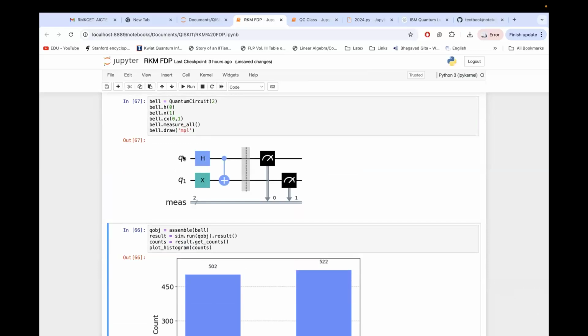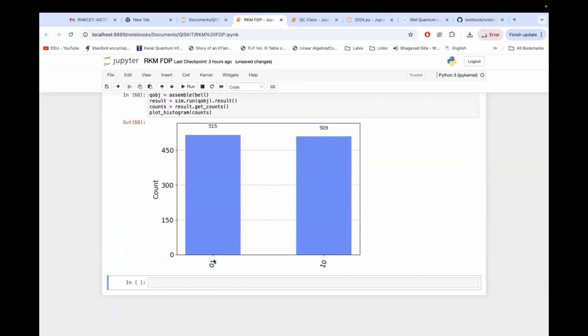Because of this Hadamard operator, the first qubit is in a quantum superposition of 0 and 1. And because of this X operator, the second qubit will be in the flipped state, that is, 0 turns into 1. After that, we are applying this CNOT operation, and you can guess the state here. The state will be (0, 1 plus 1, 0) by root 2. So look at this state. The system is measured in the 0, 1 state 515 times, and the number of times it collapsed into the 1, 0 state is 509 times.